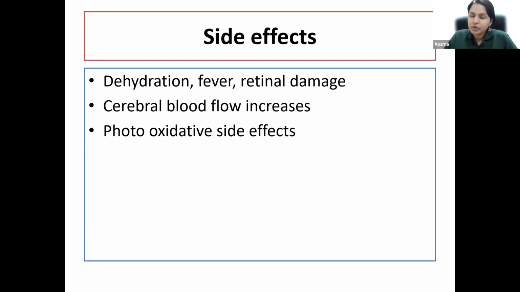Side effects of phototherapy include dehydration, fever, and retinal damage. There can be rapid changes in the organ systemic blood flow. Cerebral blood flow may sometimes increase, leading to intraventricular bleeds. And sometimes we may see that in preterm infants, a large PDA, or the PDA may convert into a hemodynamically significant PDA. And some other minor side effects such as phototherapy induced diarrhea or loose stools, which may persist for a very long time.